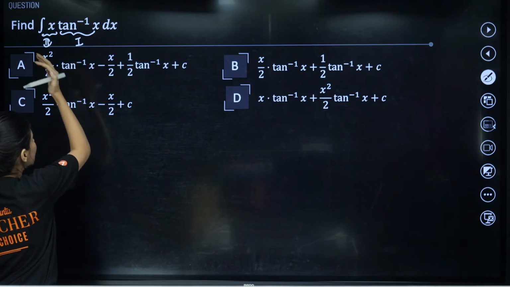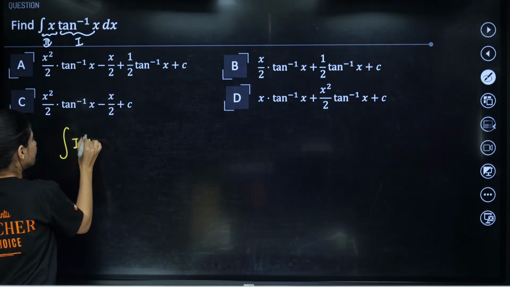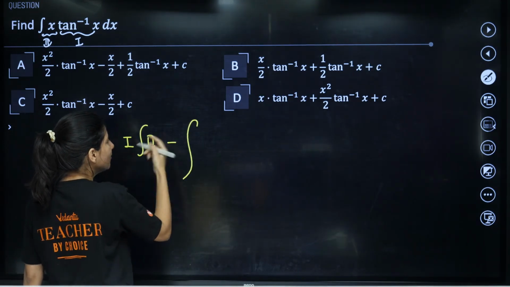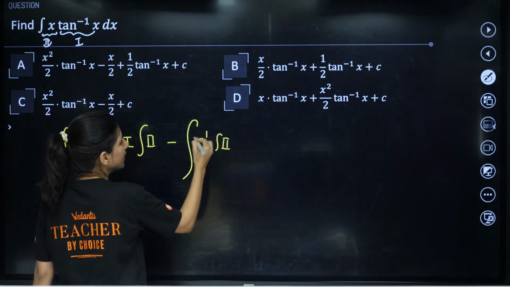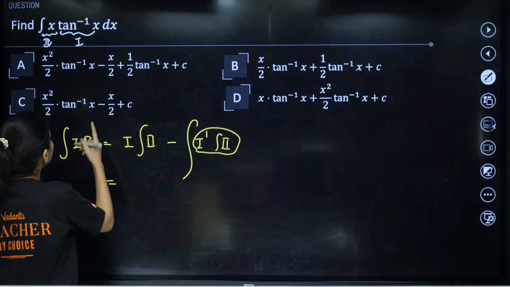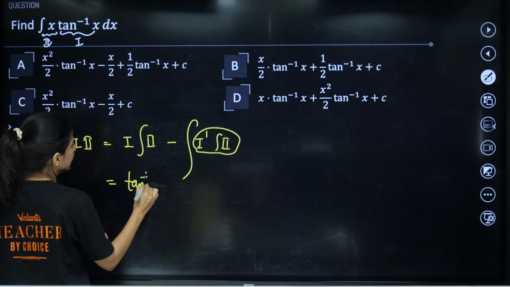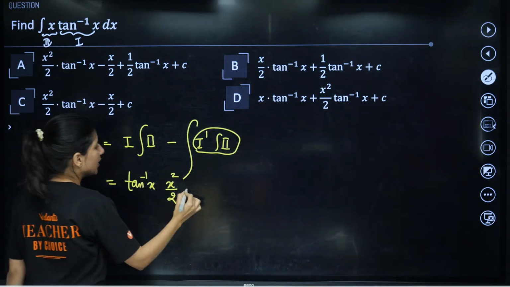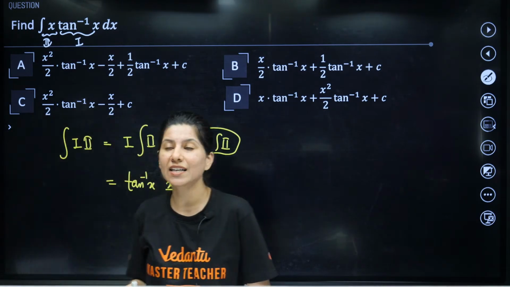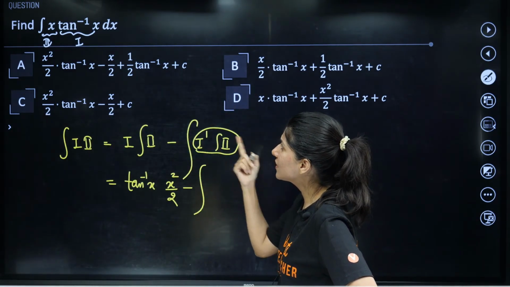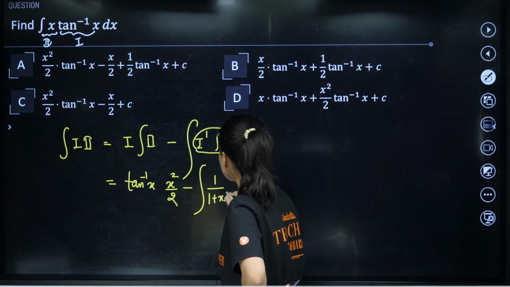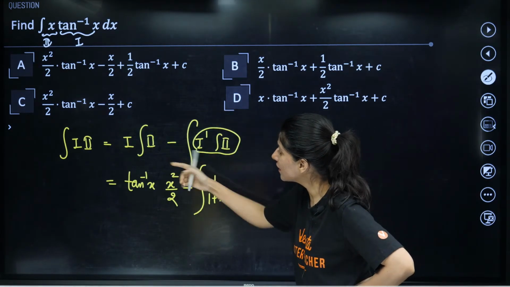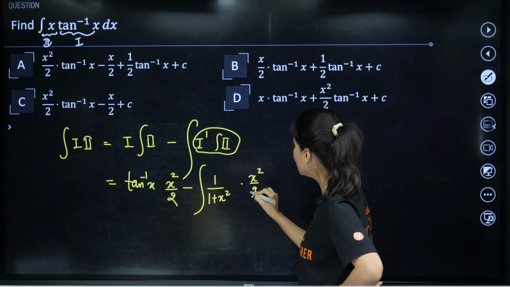Now, first and second, what is the formula? Just tell me. First function constant, integration of second, minus integral of derivative of first, integral of second, and overall integration of these two. First function constant, that means tan inverse x constant. Integration of second means x square by 2, since integration of x is x square by 2, minus integral of the derivative of first. First is tan inverse x, whose derivative will be 1 upon 1 plus x square. Integral of second, we have already done, x square by 2. That's it.